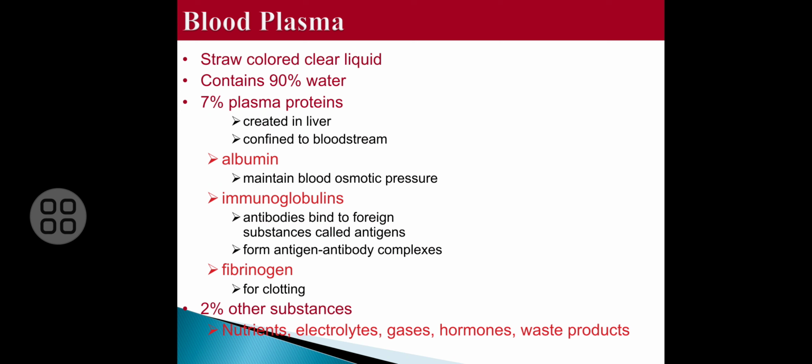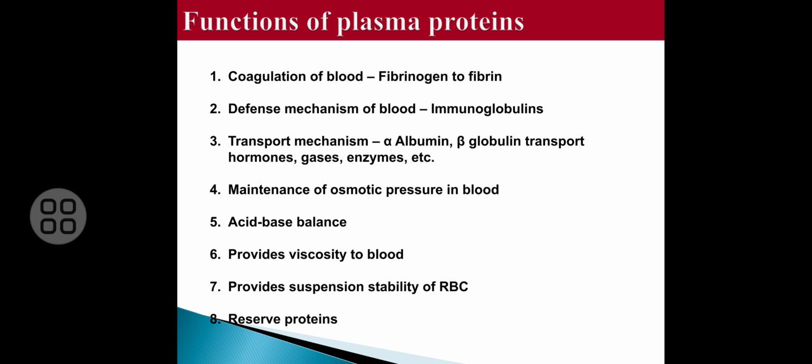Next, blood plasma. It is a straw-colored clear fluid. It contains 90% water, 7% plasma proteins and 2% other substances. Plasma proteins are albumin, immunoglobulin and fibrinogen. Fibrinogen is for clotting, immunoglobulins are antibodies that bind to foreign substances, and albumin maintains the osmotic pressure. The other substances are nutrients, electrolytes, gases, hormones and waste products.